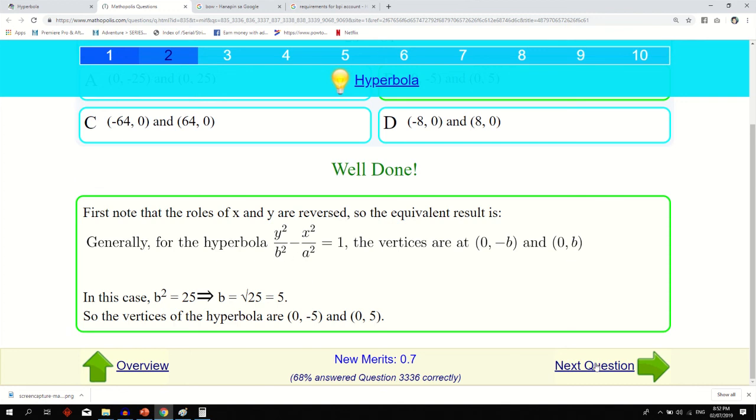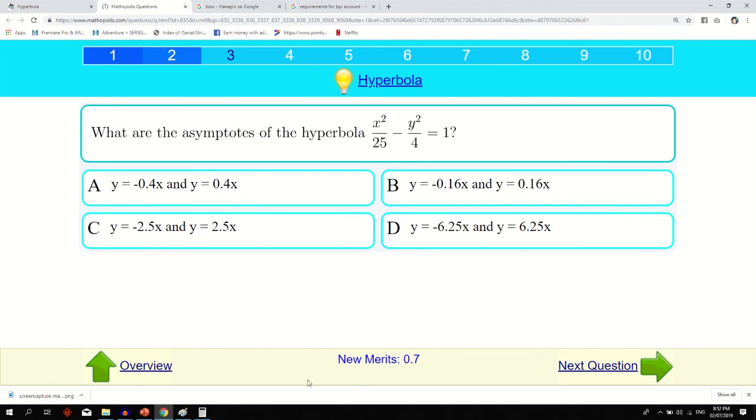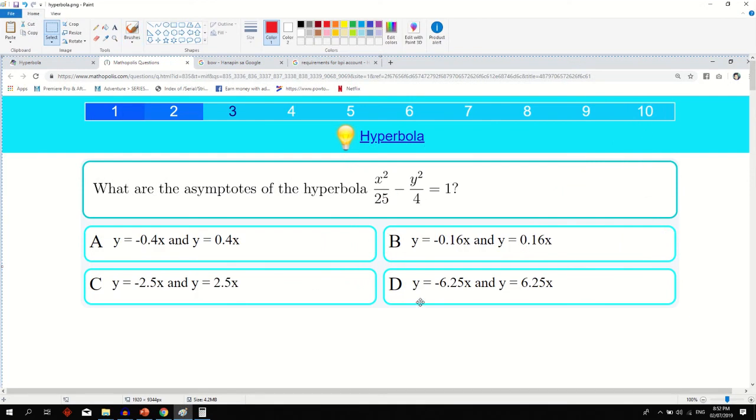Okay, next question. So we got 0.7 merits now. Wait, I forgot to read. Okay, I'll just check if we got a good one here. What are the asymptotes of this hyperbola? So what will be the asymptotes of that?